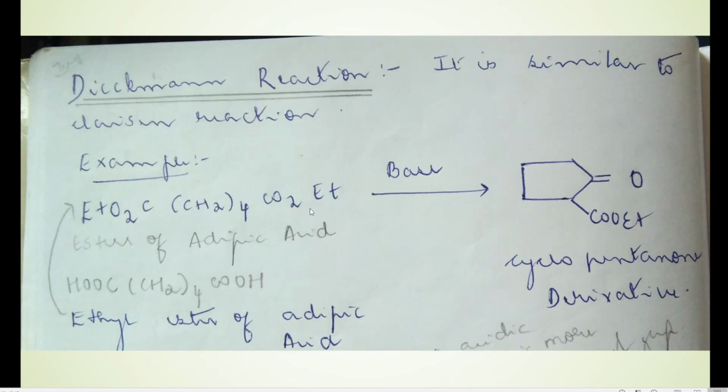4 times CH2 and what else is there? 2 times C double bond O Et. So 2 molecules of COOEt are attached to the 2 ends of the chain and the middle chain is 4 times CH2. So this is nothing but the ethyl ester of adipic acid. So here you can see 4 times CH2 is there and 2 COOEt are attached to the 2 ends. Okay, now students look here.